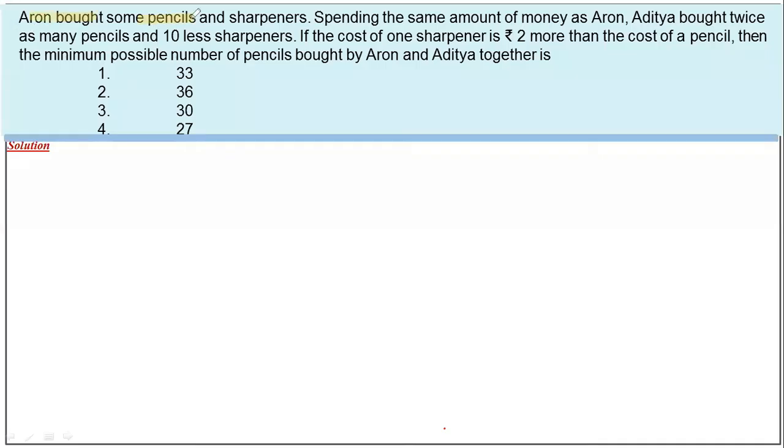Aaron bought some pencils and sharpeners. Spending the same amount of money as Aaron, Aditya bought twice as many pencils and 10 less sharpeners. If the cost of one sharpener is rupees 2 more than the cost of a pencil, then the minimum possible number of pencils bought by Aaron and Aditya together is which one of the following?